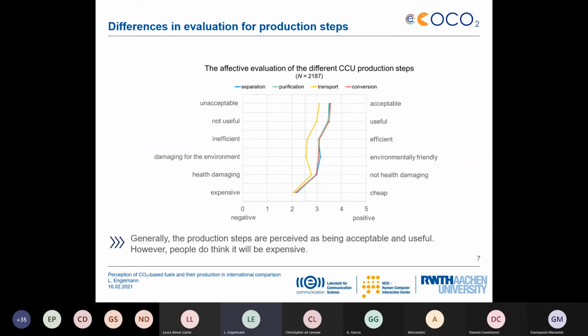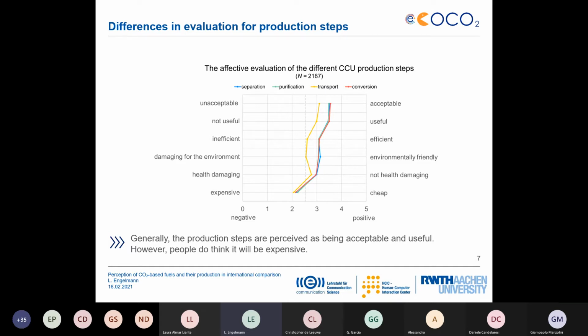First, we compared the individual production steps. After being given an explanation of the steps, the participants were shown this so-called semantic differential you see here, and had to indicate on a scale from 0 to 5 how they evaluate the respective step. In this graph, you see the mean values for each pair of opposites over the whole sample. And as you can see, the steps of separation, purification of CO2 if it is needed, transport, for example, via pipeline, and finally conversion with the CCU reactor are perceived to be acceptable and useful.